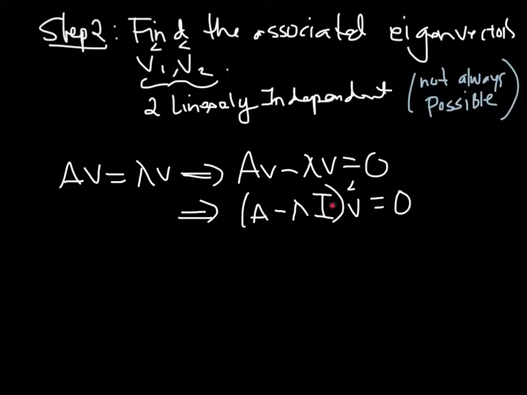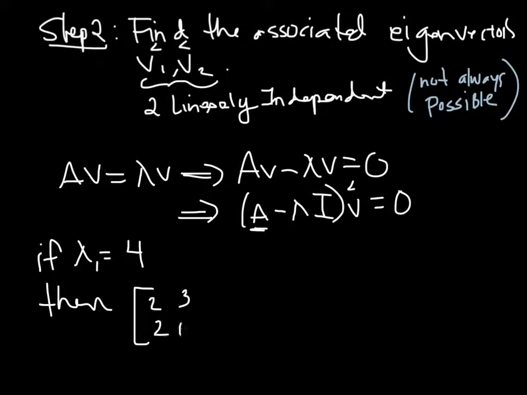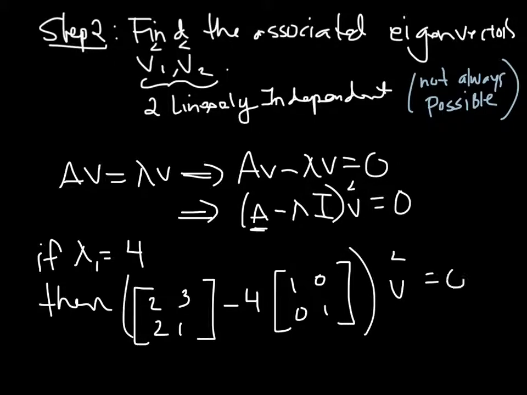But I want to use this specific equation because we really worked with A minus lambda I in the first step, and now we actually know a specific lambda. From step 1, lambda 1 was 4. If lambda 1 is 4, then my matrix A is again [2, 3; 2, 1], minus lambda, which is 4, times the identity matrix. And, of course, that's times my vector V.